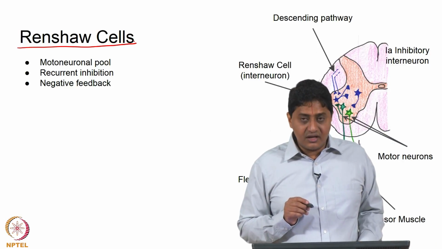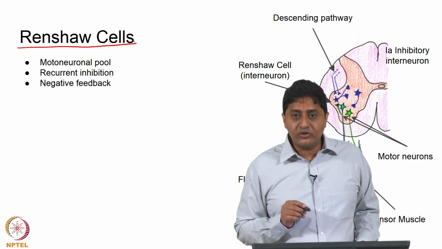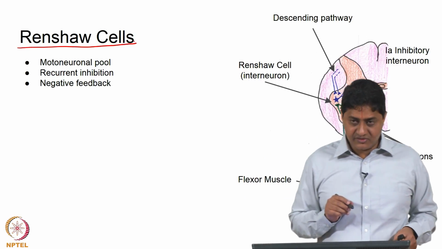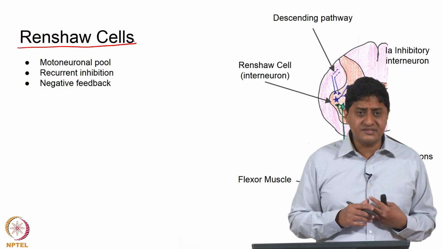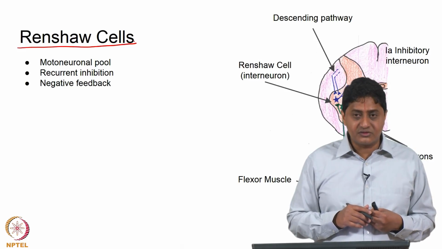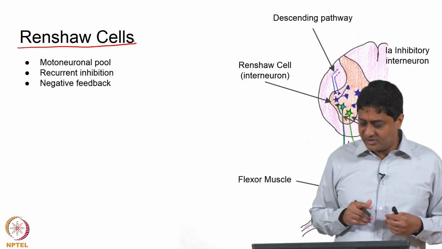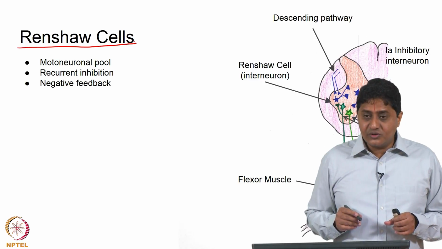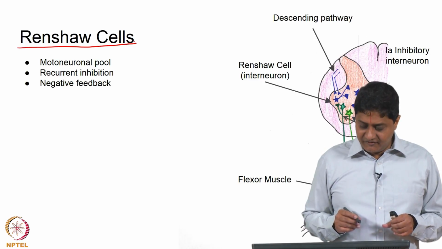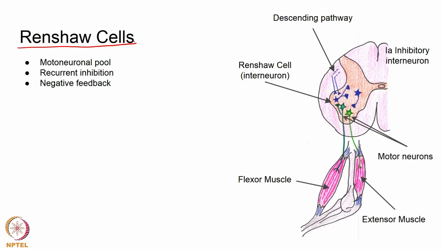So, Renshaw cells are present in the motor neuronal pool. Where is this present? To remind ourselves, how are these arriving to the muscles? From the ventral roots, is it not? From the ventral root of the spinal cord. So, these are motor neurons. Whenever a motor neuron is activated, this Renshaw cell is also activated. So, what this does is it activates the Renshaw cell, that is shown as a triangle here. So, that is that one.